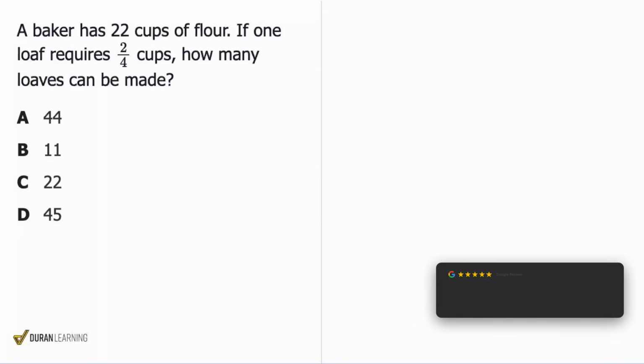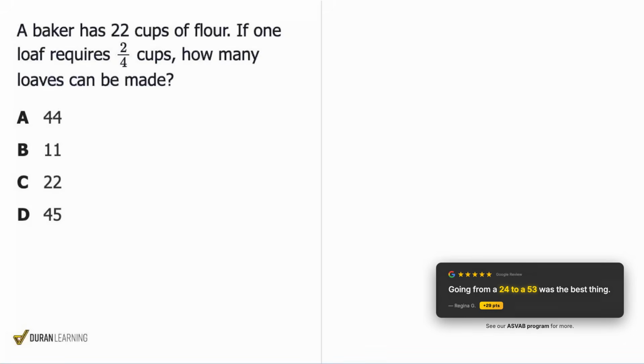All right, next problem up. Read the question sentence first. Let's see if that can give us any sort of hints or any giveaways here. So I see that it says, if one loaf requires 2/4 cups, how many loaves can be made?